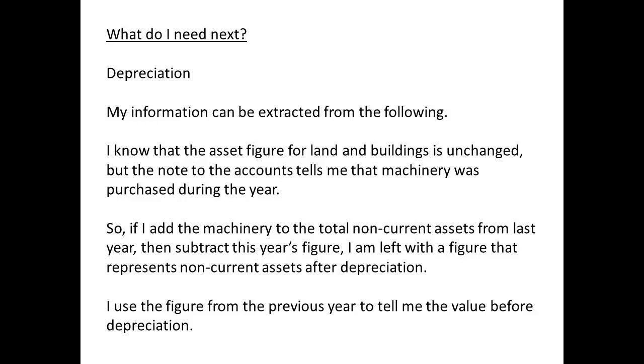Sometimes you will find this figure is given as part of the income statement. Here it is not shown there, so how can we find the depreciation for the year? Depreciation relates to non-current assets, so we will look at changes for the year. Land and buildings are unchanged, but in the notes I see machinery was purchased, so I look at plant and machinery and see a change. The figure at the start of the year will give me the value before any depreciation.